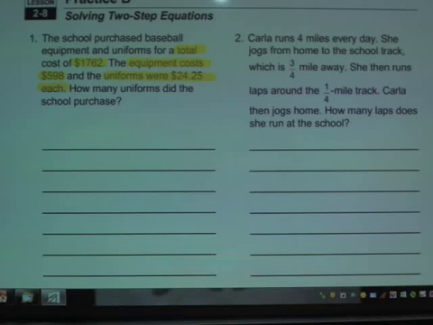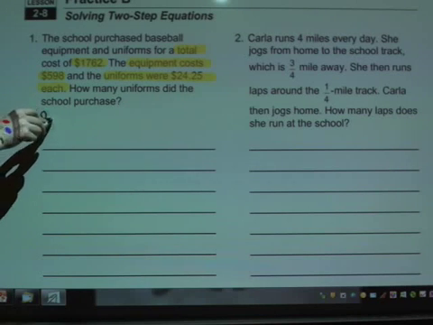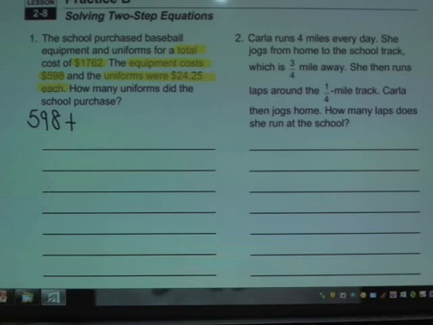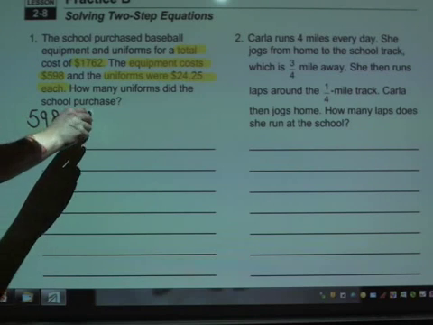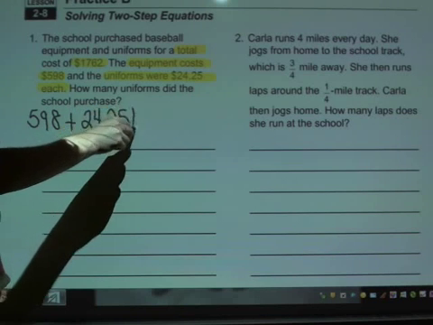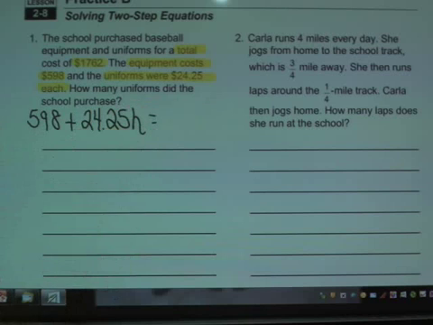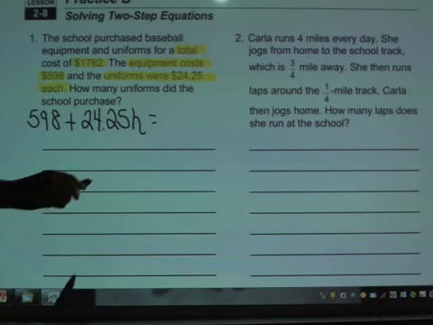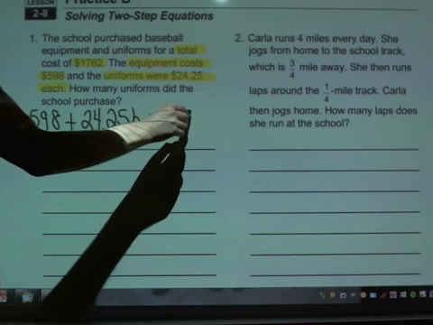our equation here. We know we spent $598 just on equipment. That was a given amount. And then we also spent $24.25 per uniform. So if we bought one uniform, it would be $24.25 times 1. Two uniforms would be $24.25 times 2. If we don't know, it's going to be $24.25 times our variable. And I'm going to use h again, just like they did in the notes. And when we put that together, that's going to equal our total expenditure, which was $1,762.